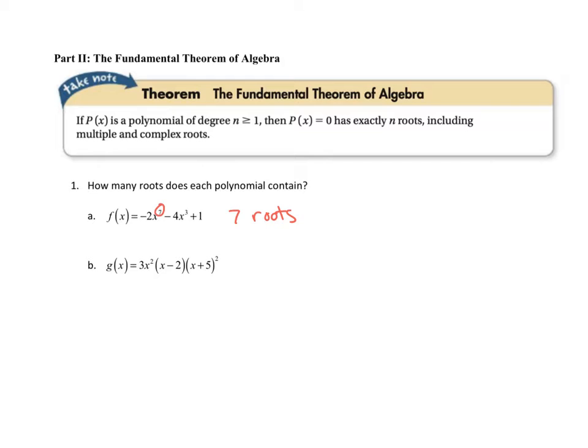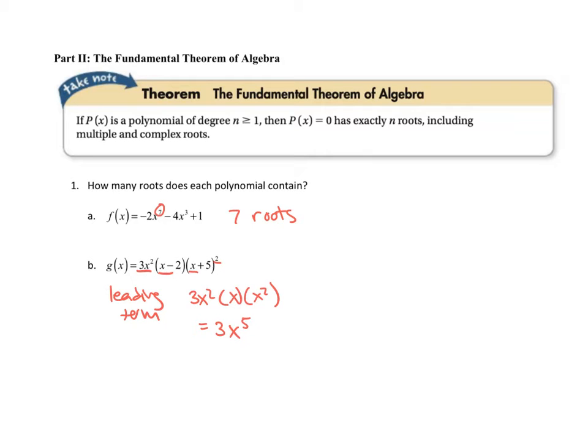We could do that by adding up the multiplicities of each factor, or finding the leading term. If we found the leading term by multiplying the biggest term in each part, we would get 3x squared times x, and then the last factor would have an x squared, and if we multiplied those all together, we would get 3x to the 5th power for the leading term.